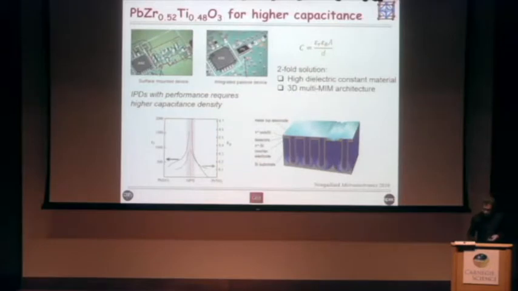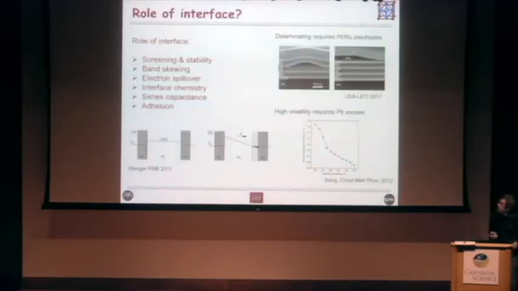Now, it's not that simple, obviously, and in particular, the role of the interface is very important. Are the electrodes that you use, do they provide sufficient screening to stabilize the ferroelectric state? Or is there a remnant internal field? If the electrodes are asymmetric, are the bands skewed, changing the band structure of the capacitor? Do electrons spill over from the electrode into the dielectric, basically meaning that you're metallizing a thin layer, or at least creating an altered thin layer? Is there a specific interface chemistry?